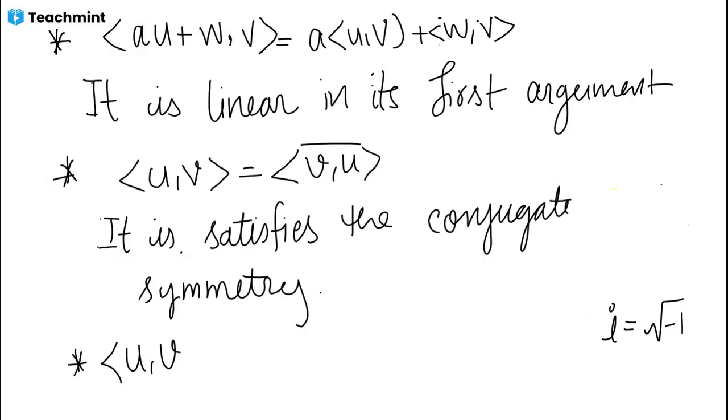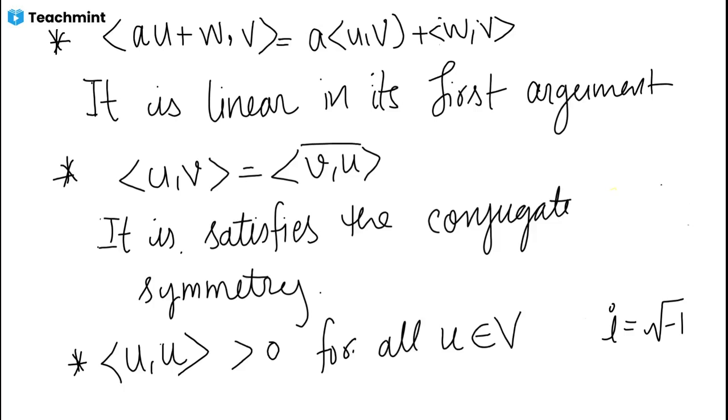The inner product of u comma u will always be greater than 0 for all u belonging to the vector space V. Sorry, u comma u, not for v. Here we are just multiplying the vector with itself. This is positive definite.